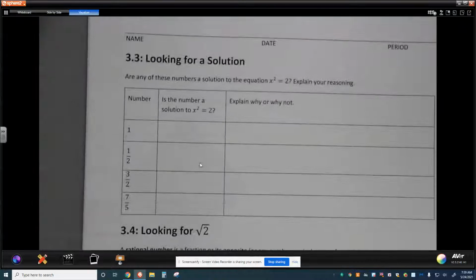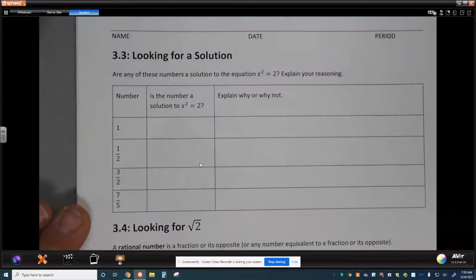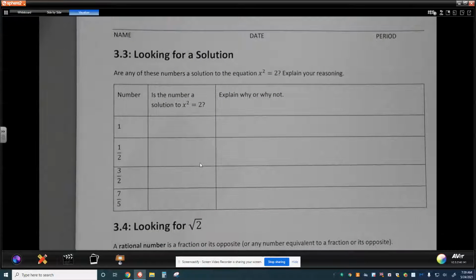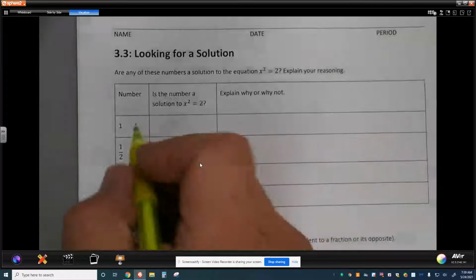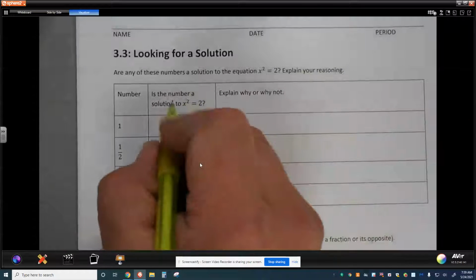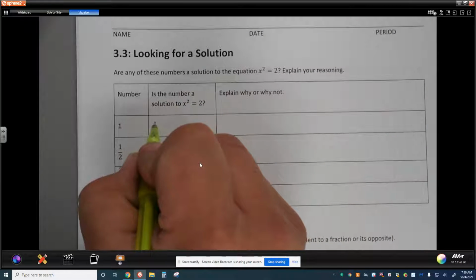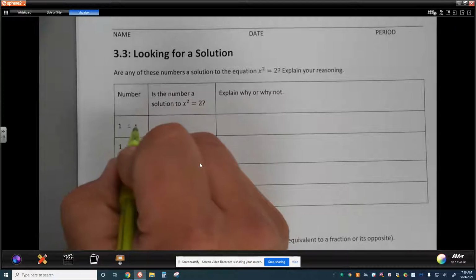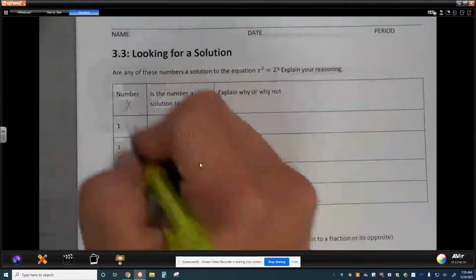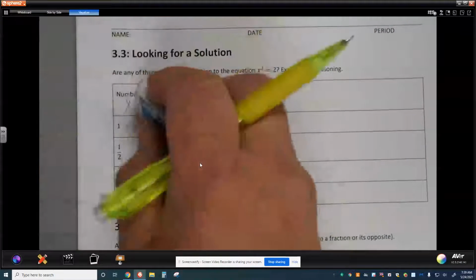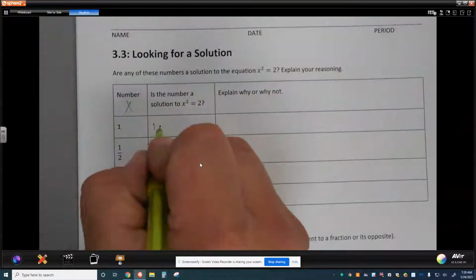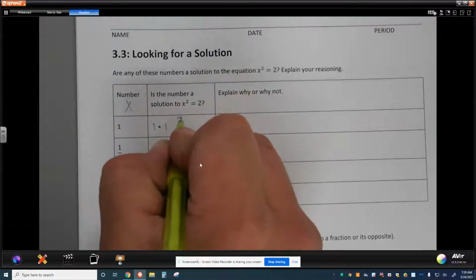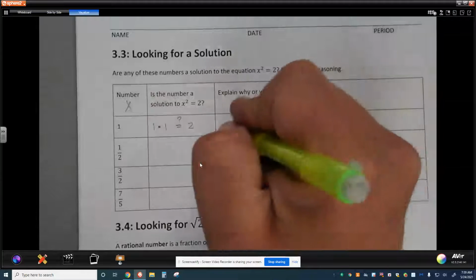On to the next part, looking for a solution. Are any of these numbers a solution to the equation x squared equals 2? Explain your reasoning. We have the number 1. If we talk about this as x squared is equal to 2, we understand that this number right out here is equal to x. So each of these down here are x. And so we have to take into consideration this piece of saying is 1 times 1 equal to 2. This will be a no.